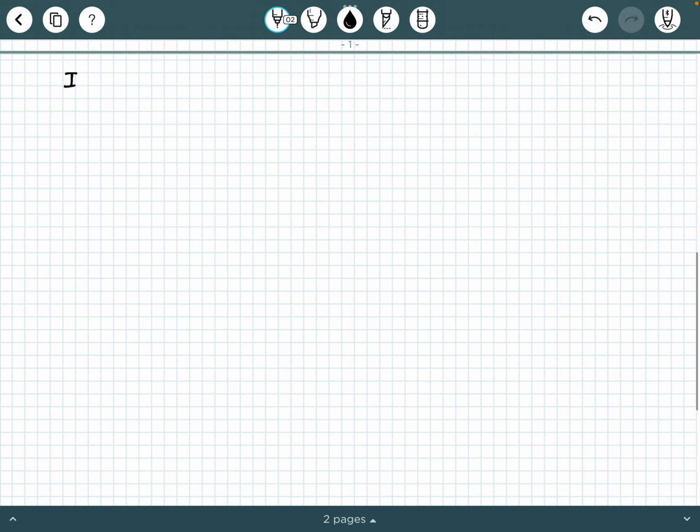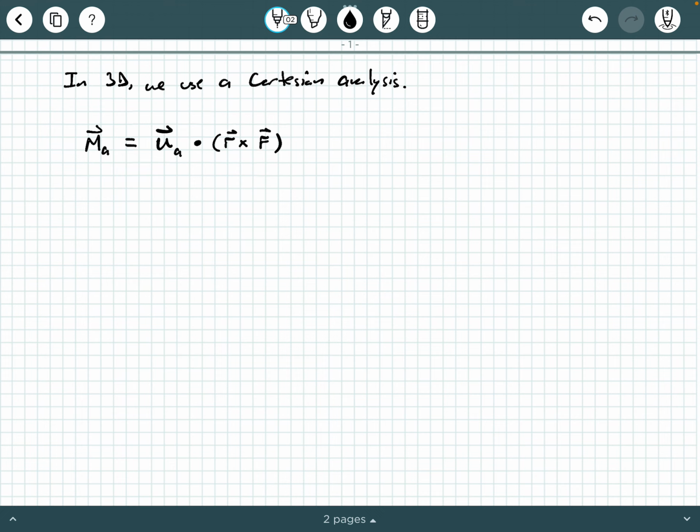I'm going to say in 3D, we use a Cartesian analysis, all right? Now in 3D, you're going to have some kind of defined axis, okay? And so what that's going to end up being pieced together as is going to be MA equals U sub A dotted with that R cross F, okay?